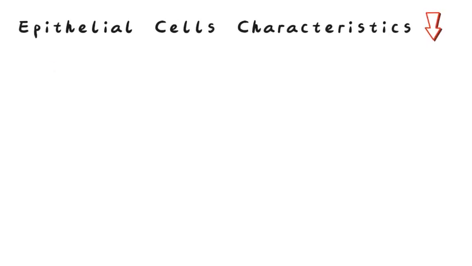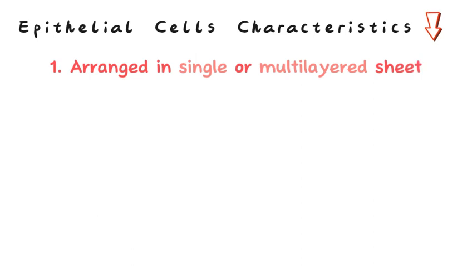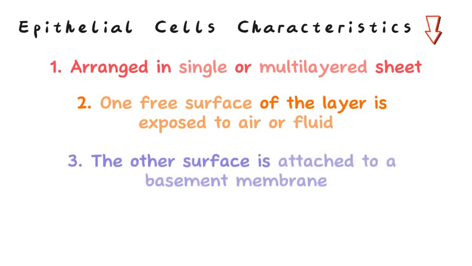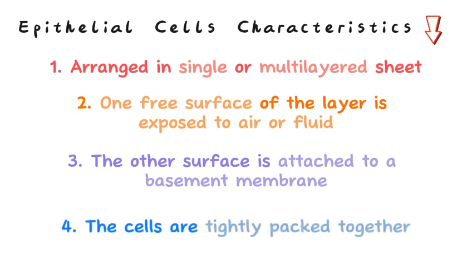For example, epithelial cells are arranged in a single or multi-layered sheet. One free surface of the layer is exposed to air or fluid. The other surface is attached to a basement membrane. The epithelial cells are also tightly packed together.